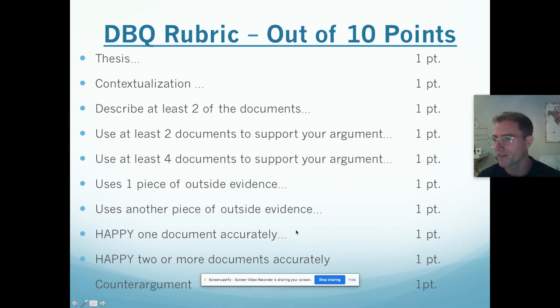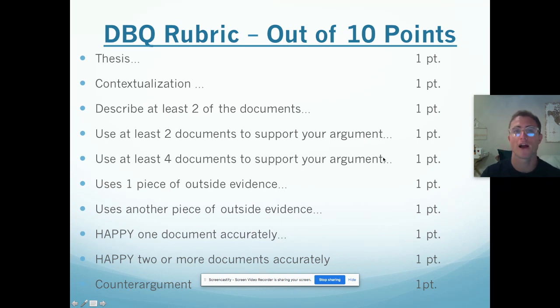They start to break up the evidence points into different ratios. We might remember with the normal DBQ, we have 7 documents. You must describe 3 documents for 1 point, and 6 documents must be used to support your argument for a second point. Now, with this DBQ, they've broken up the documents into several more points. We get 5 documents on this modified DBQ. You have to describe at least 2 of the documents for 1 point. You have to use at least 2 of them to support your argument for an additional point. And to get another point, use at least 4 documents to support your argument.